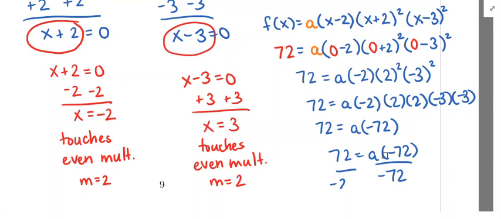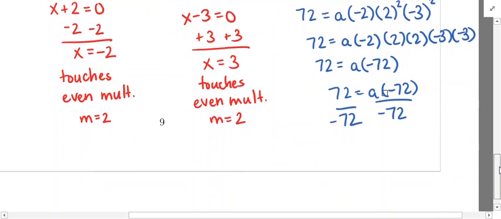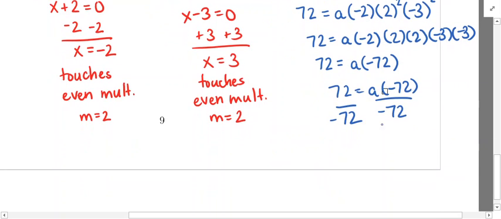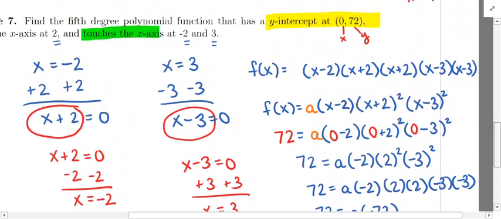Oops. And so this is going to tell us that, let me finish writing this. So on the right side, negative 72 divided by negative 72 will cancel. So a is going to be 72 divided by negative 72, which is negative 1. So there's your leading coefficient that you need.